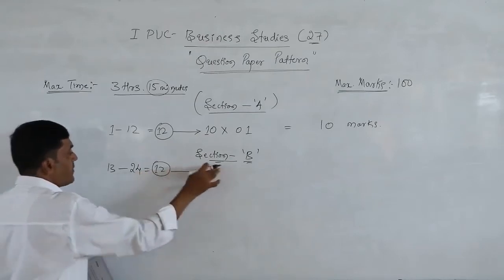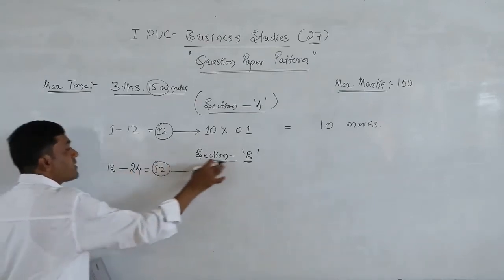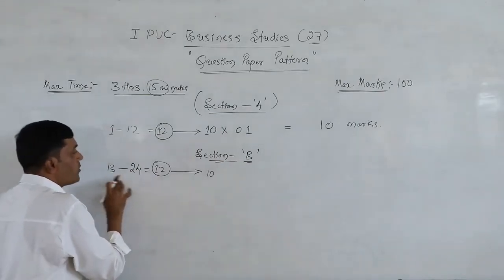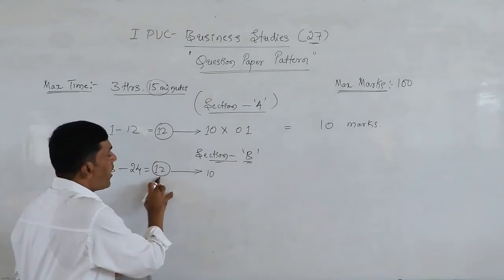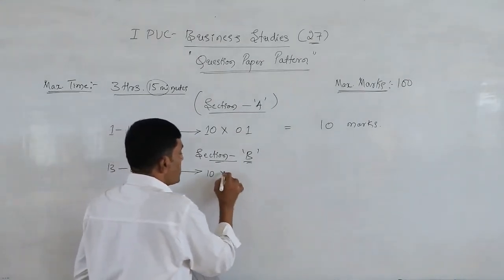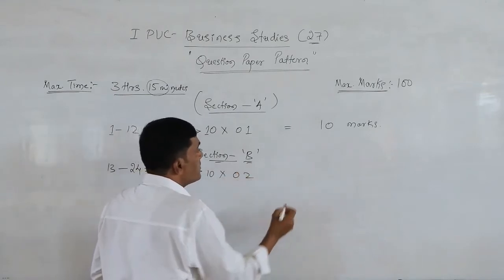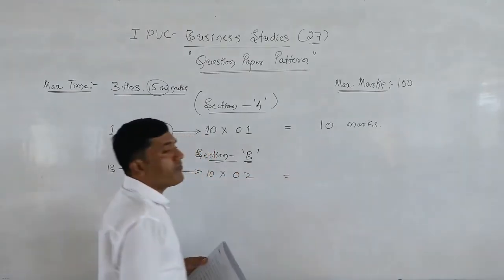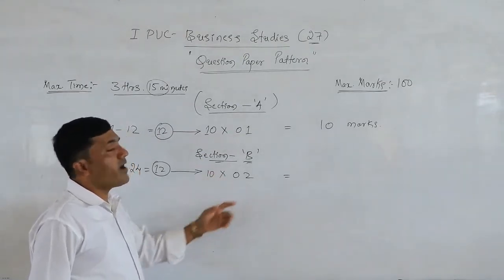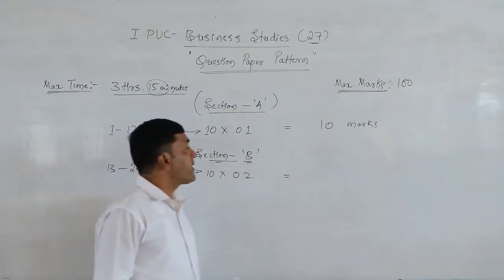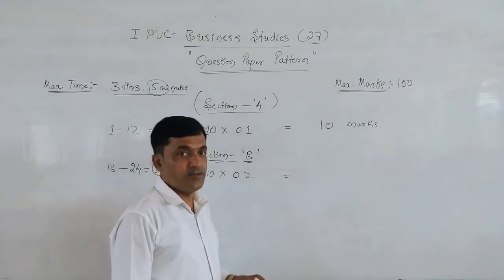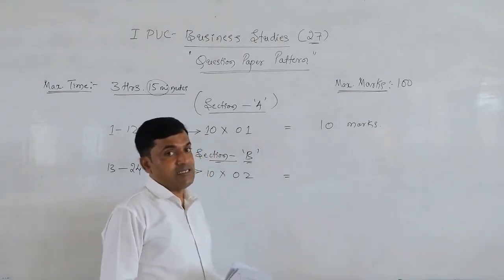Section B starts with question number 13 and ends with question number 24. The total number of questions is 12, and you have to answer any 10. Each question carries 2 marks. For 2 marks, we need to write in 1 or 2 sentences, not more than 3 sentences.